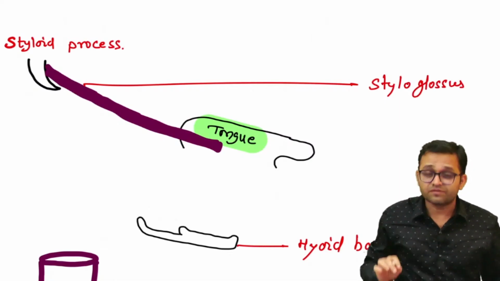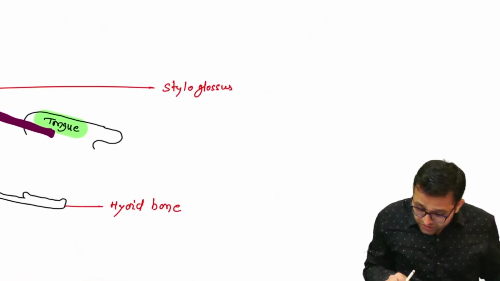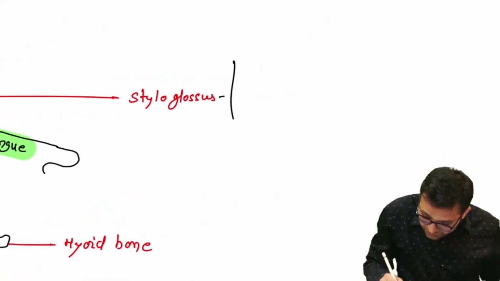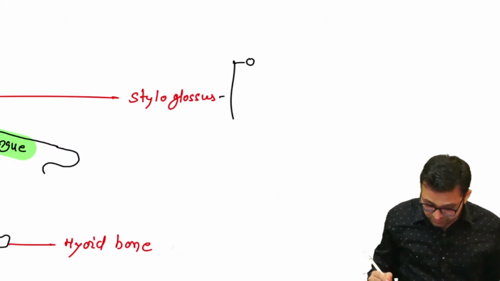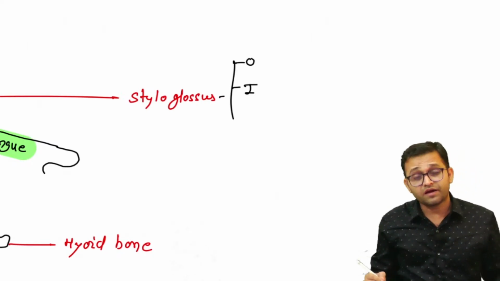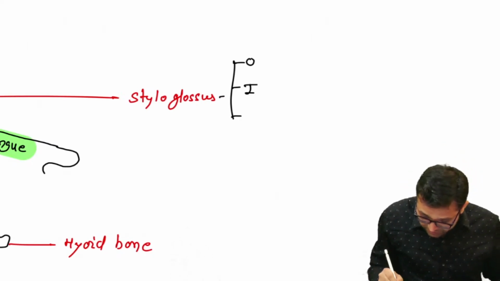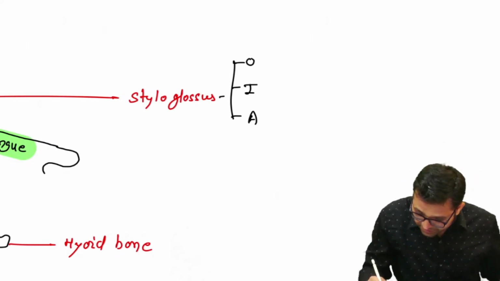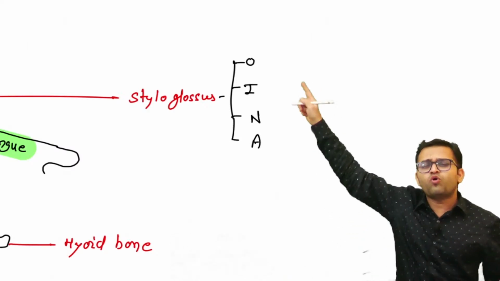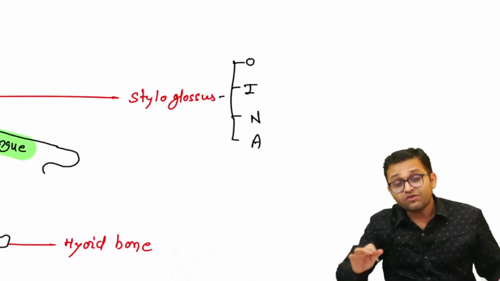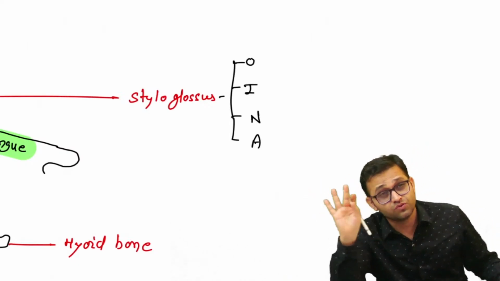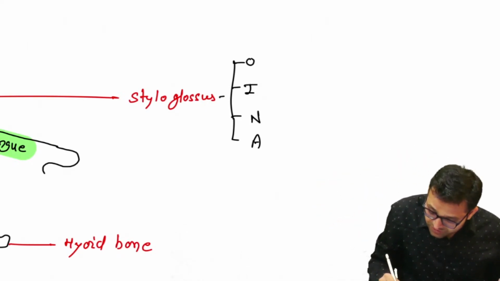Now look here, I am writing a few points for all of you. Origin, insertion, the action and nerve supply. I am writing the nerve supply first and then action, so you can remember OINA. For every muscle, first MBBS students must know the origin, insertion, nerve supply, action. So, styloglossus muscle origin.